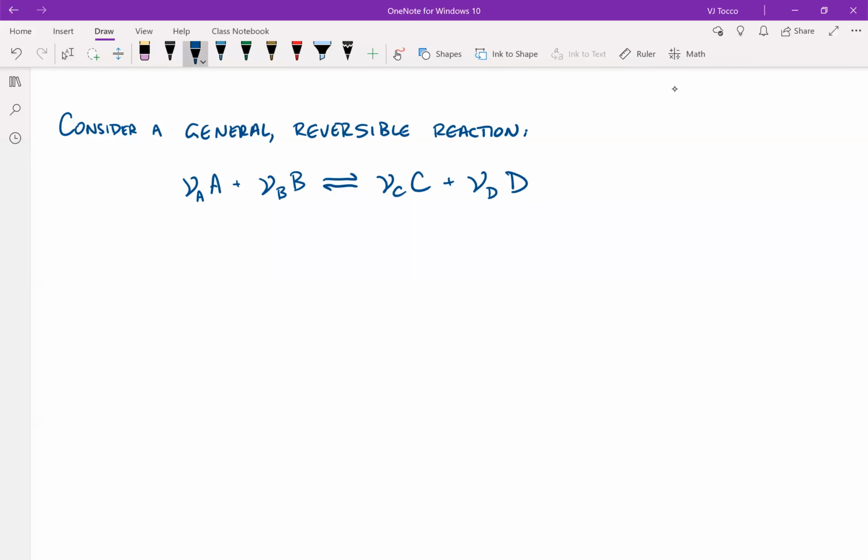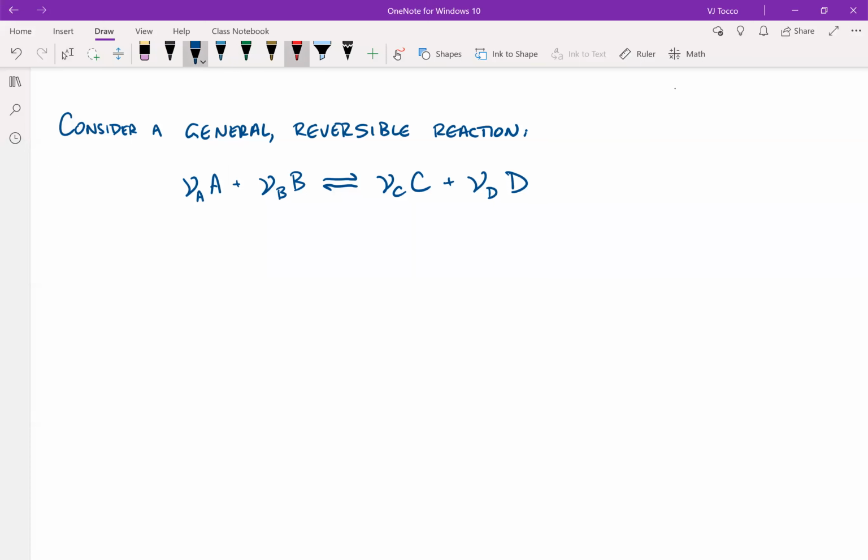So let's start by just considering a very general reversible reaction where you have moles of A and B that you put into a reactor, and the forward reaction will react those moles of A and B into other molecules, C and D. And once you start making some C and D molecules, those molecules can then react with each other in order to form A and B again.